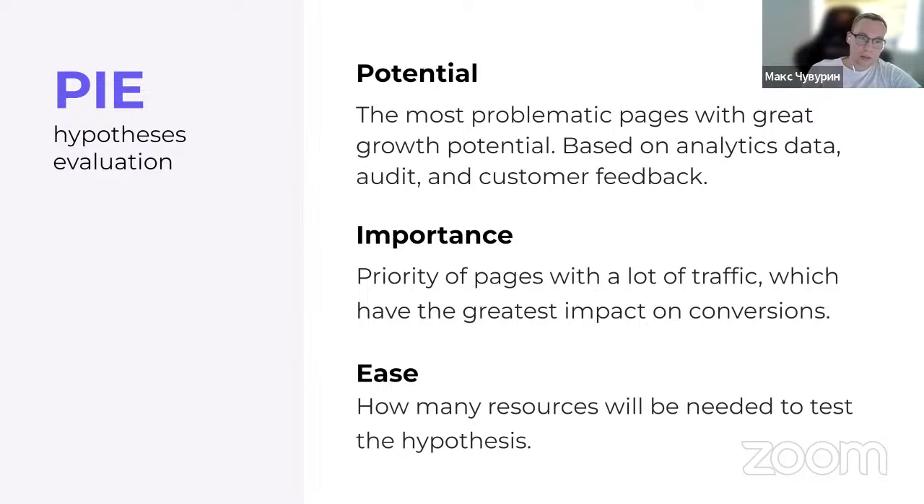As a result, you get a list of prioritized hypotheses that, with minimum effort, allow you to get a good effect. So you actually have your own to-do list by structuring these hypotheses using this PIE approach.